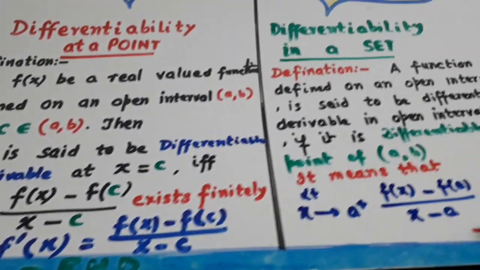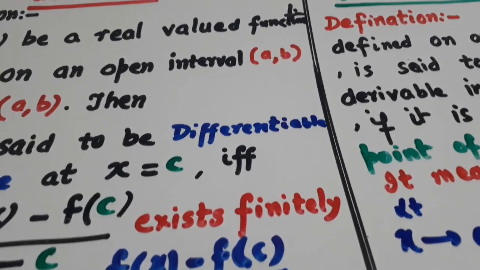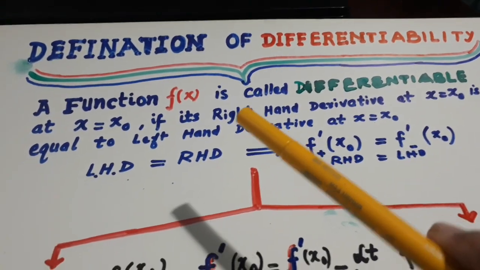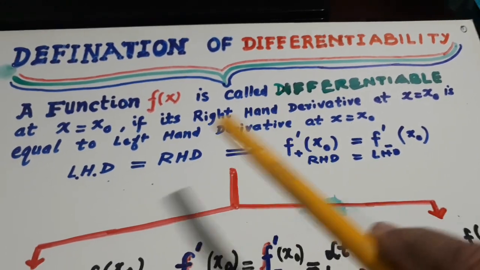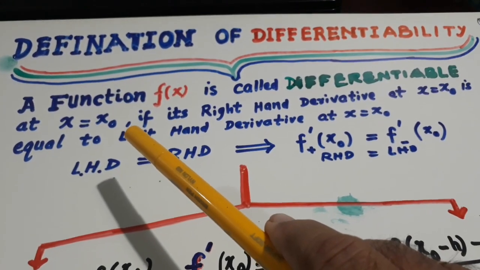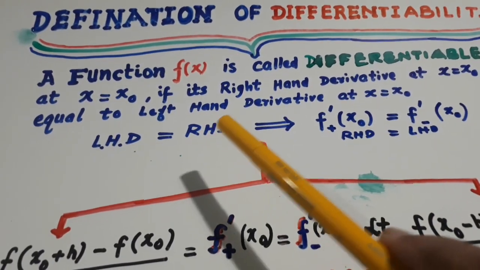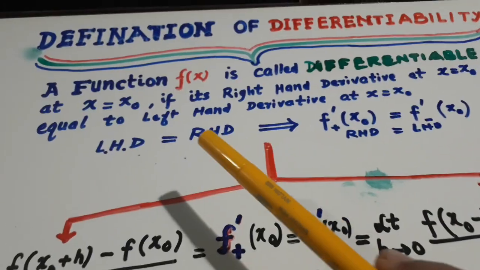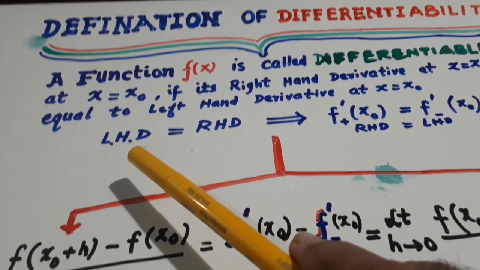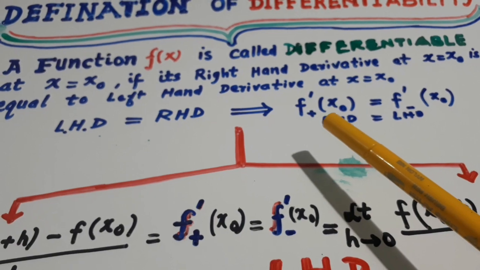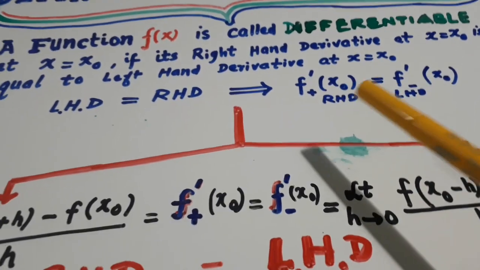So now let us go further. Let us see what is left hand derivative and right hand derivative. So definition of differentiability. A function f(x) is called differentiable at x is equal to x0 if right hand derivative at x is equal to x0 is equal to left hand derivative at x is equal to x0. Now look here, left hand derivative. LHD means left hand derivative. RHD means right hand derivative. So what is the left hand derivative?